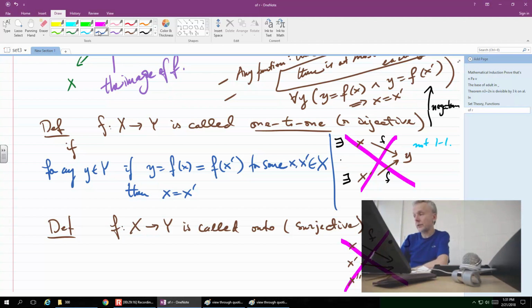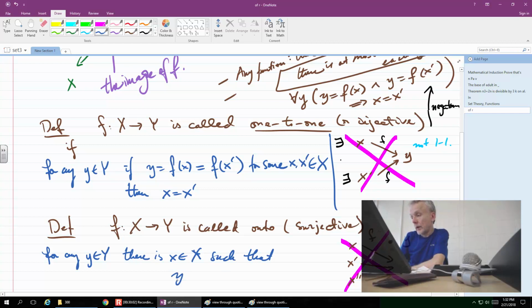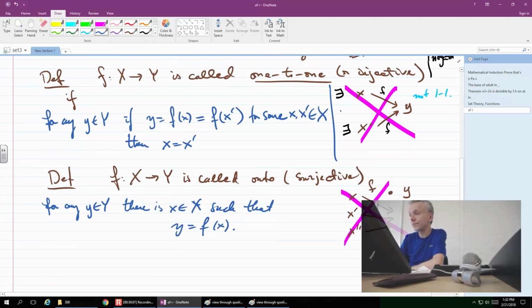So how does it start? Same way: for any y. And then what? We were supposed to state that there is a counterpart for y. So just say it. For any y, there is an x in X such that y is equal to f of x. So it looks a little bit simpler. Okay, so those are the two definitions.